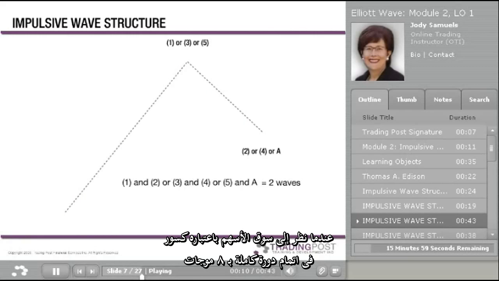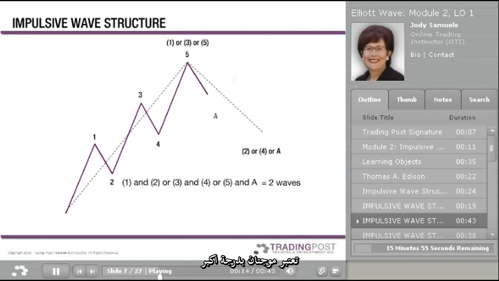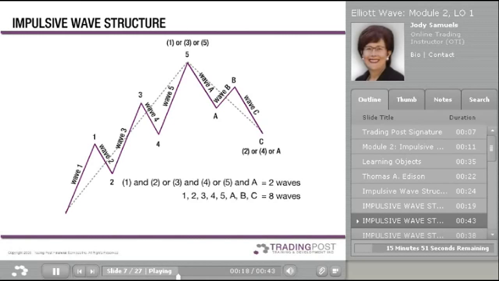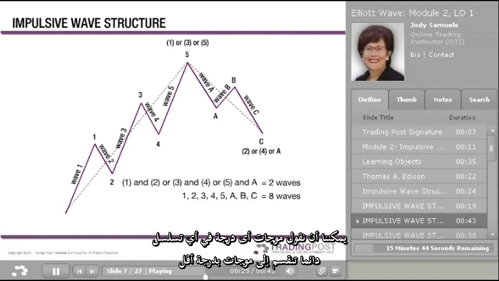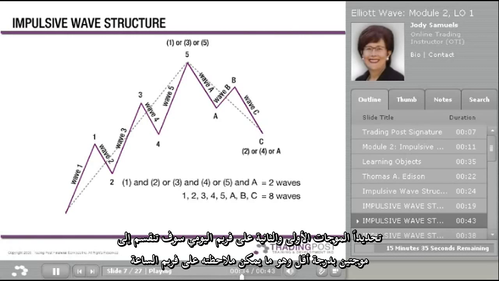The complete 8-wave cycle, 1, 2, 3, 4, 5, ABC, is really 2 waves of a larger degree. We can look at it another way as well. Looking at this sequence as waves 1 and 2, we can say that waves of any degree in any series always subdivide into waves of a lesser degree. Specifically, waves 1 and 2 of the daily chart will subdivide into waves of a lesser degree, which can be seen on an hourly chart.